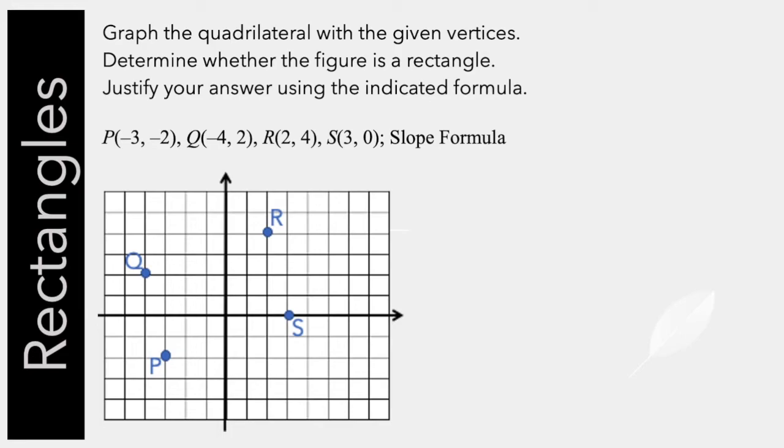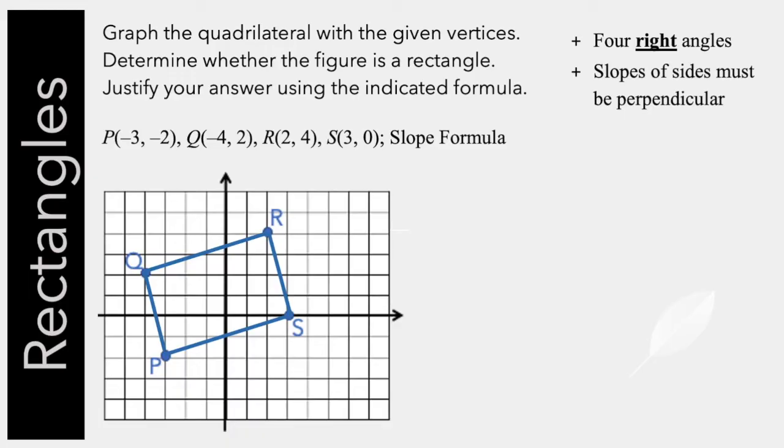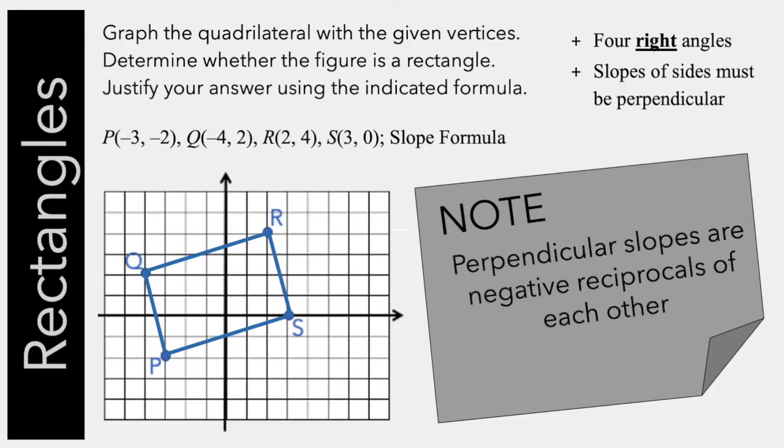Here are our vertices. And if we connect the dots, we get a quadrilateral. The question is, is it a rectangle? Well, how would we know? We know that rectangles have four right angles. And we know that the slopes of the sides, therefore, must be perpendicular. Now, a quick note. Perpendicular slopes are negative reciprocals of each other. A over B and negative B over A are perpendicular slopes. So we'll use that information to determine whether or not our quadrilateral is a rectangle.